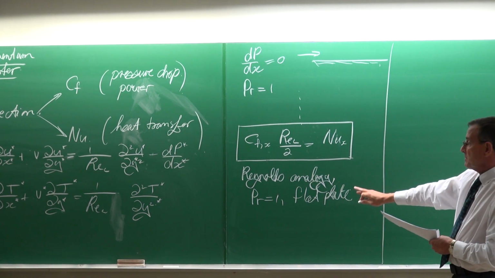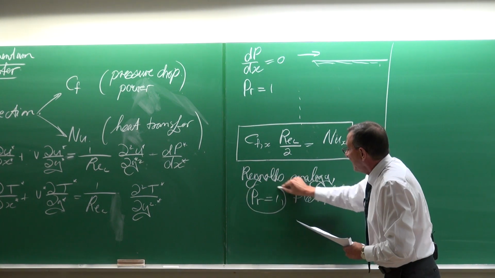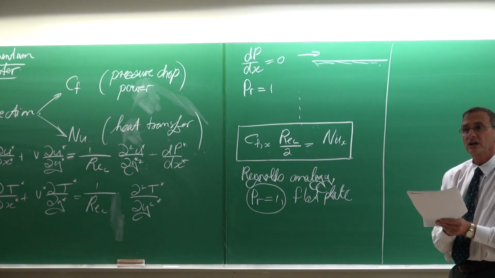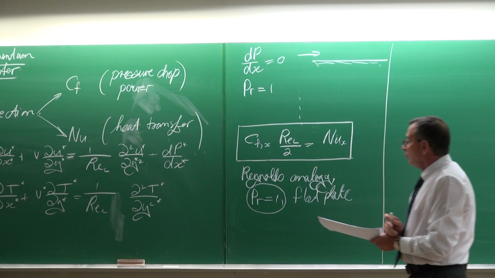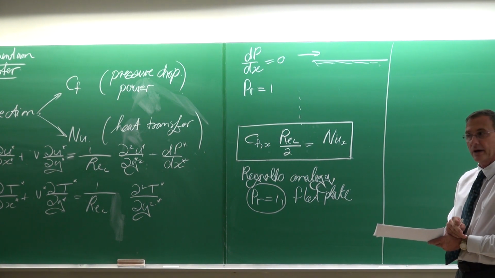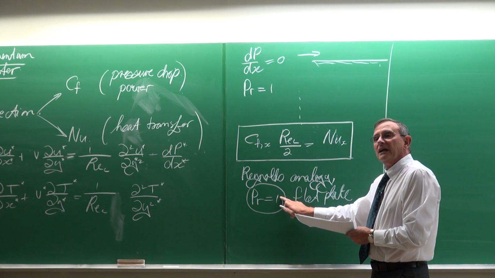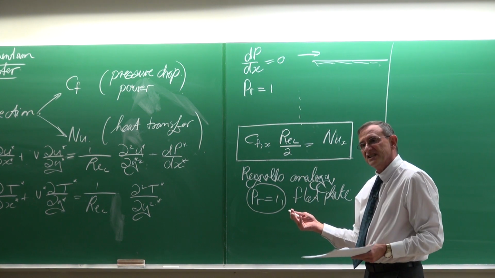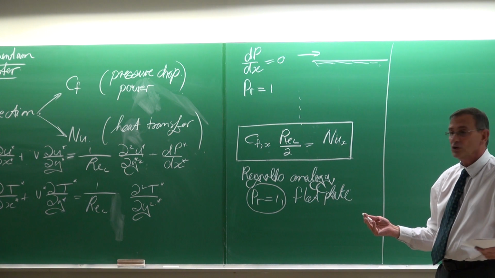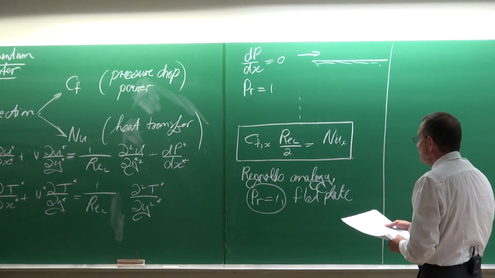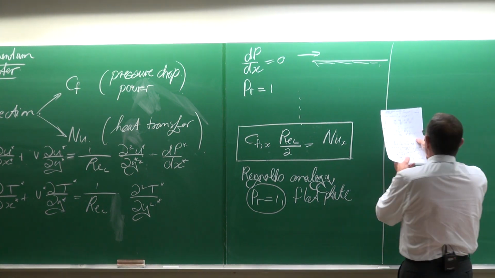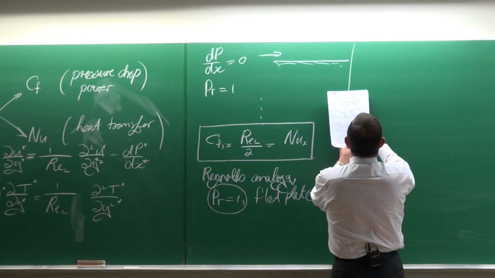It is a little bit limited because it is only valid for fluids with a Prandtl number equal to 1. And there are not many fluids with this Prandtl number. Air is about a Prandtl number of 0.7, so it is quite close. You can use it as a first approximation. But this equation can be refined to the following equation.